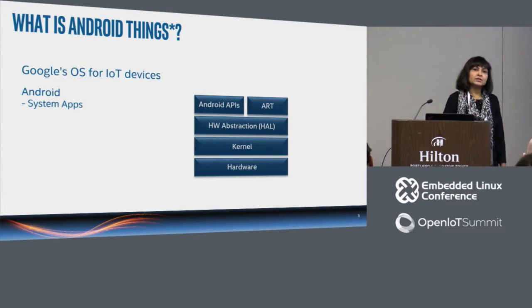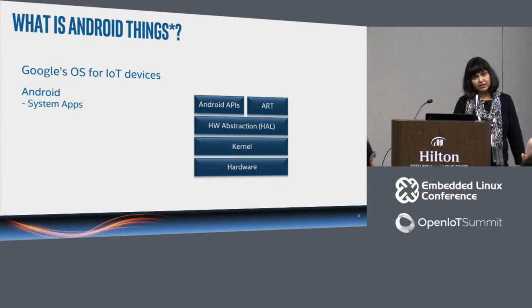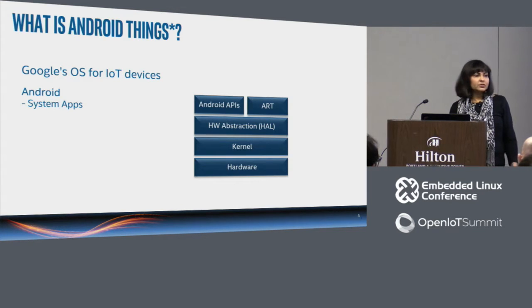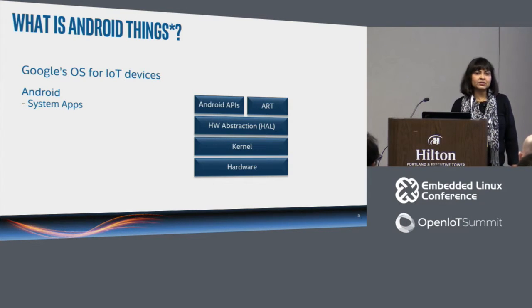So Android Things is the new OS from Google. It's based on Android and targeted for the Internet of Things market. For those of you familiar with Brillo, how many people are familiar with Brillo here? Quite a few. So it's a successor to Brillo and is a rebranded version of Brillo.